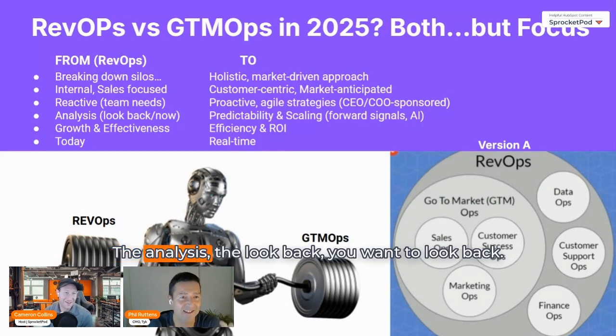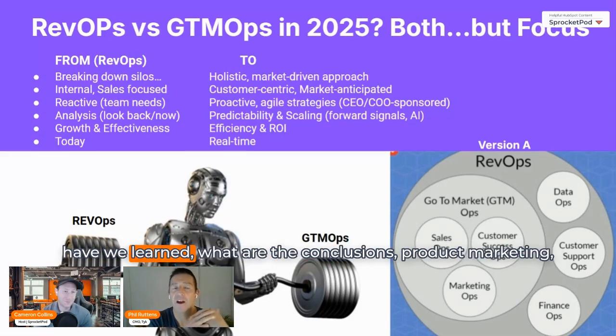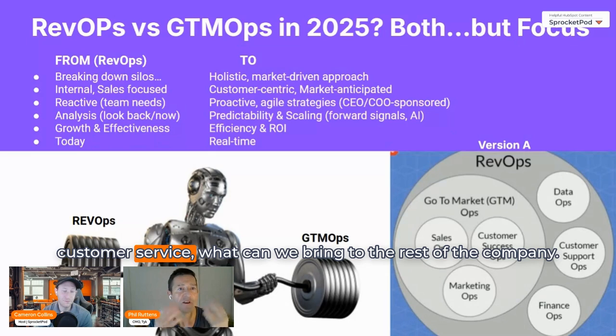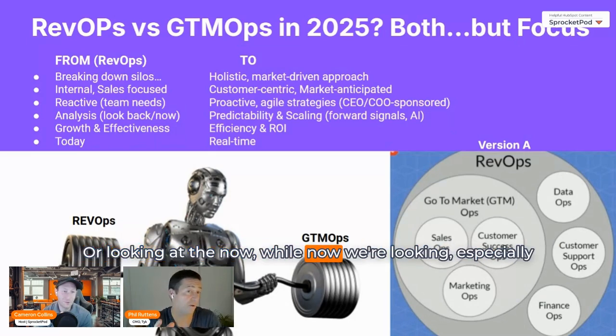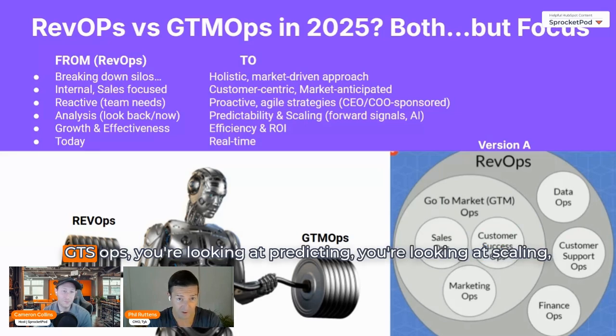So the analysis, the look back, if you want to look back, okay, let's look at the last quarter, the last month, the last year. What have we learned? What are the conclusions? Product marketing, customer service. What can we bring to the rest of the company? Or looking at the now. While now we're looking, especially with AI, we can talk more about what I mean by AI in GTM Ops.